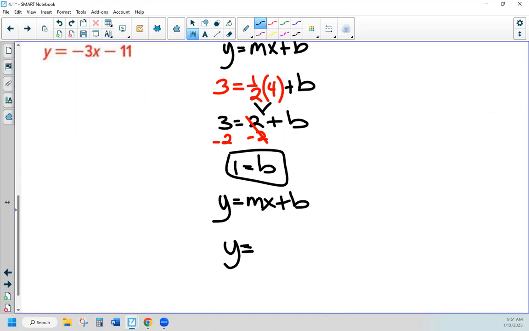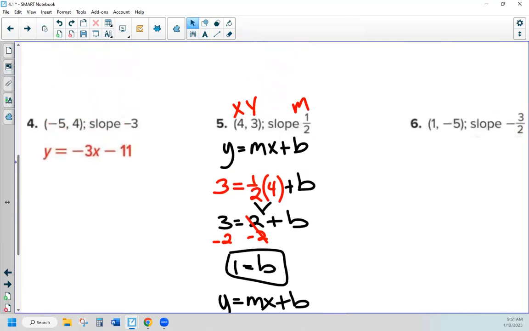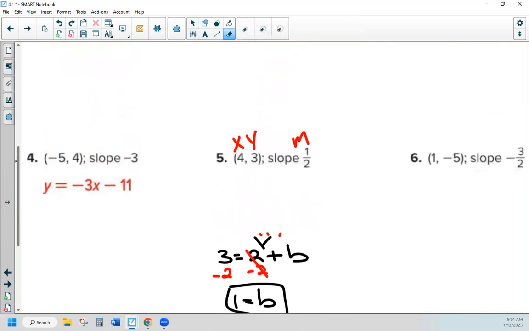All right, the slope that they gave us was 1/2. So my line that represents this is y equals 1/2 x plus 1. Let's see. There we go. Bada bing, bada boom.